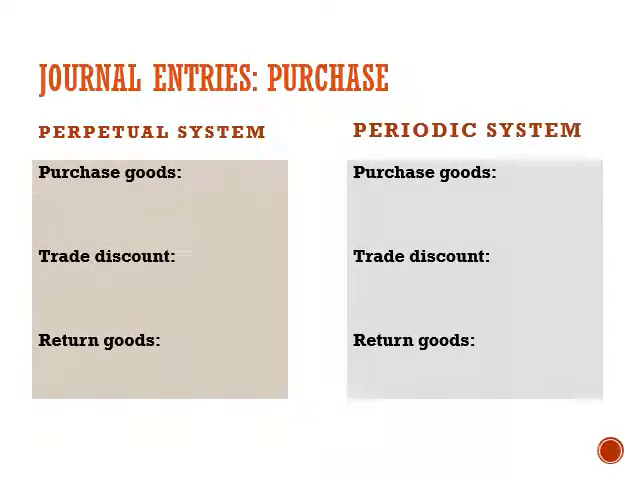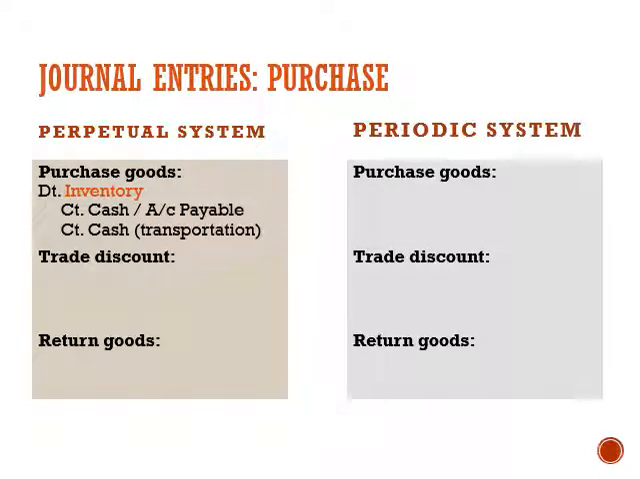Overall, the journal entries for the perpetual accounting system for inventory will be as follows. And remember, under the perpetual system, we have an active inventory account. We record the changes in the inventory account every time we have purchase and sales of goods. So under the perpetual system, when we purchase goods, we record the cost in inventory as part of our asset and record the payment made, either only the goods or including the transportation costs.